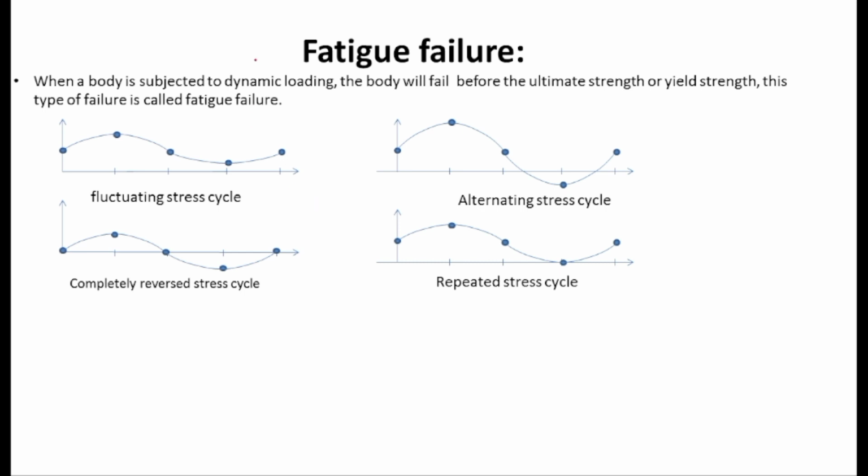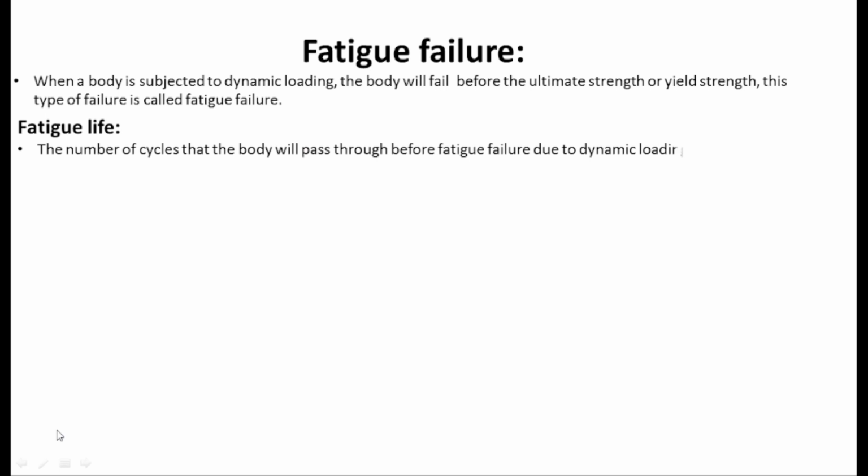Whenever a body is subjected to the dynamic load and that body bears that load for a certain number of cycles, let's say n number of cycles, after these n cycles the body will fail. So fatigue life is the number of cycles that will be passed by the body, or the number of cycles after which the body will fail. That will be called fatigue life. The number of cycles that the body will pass through before fatigue failure due to the dynamic load is called fatigue life.